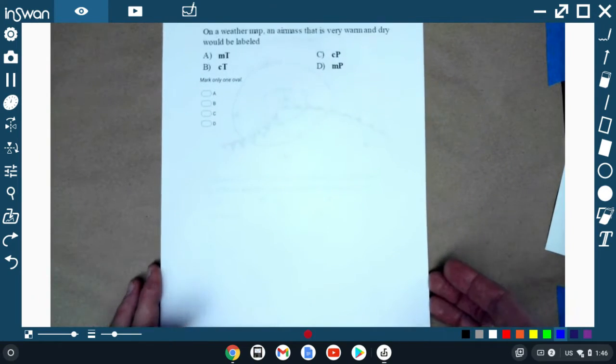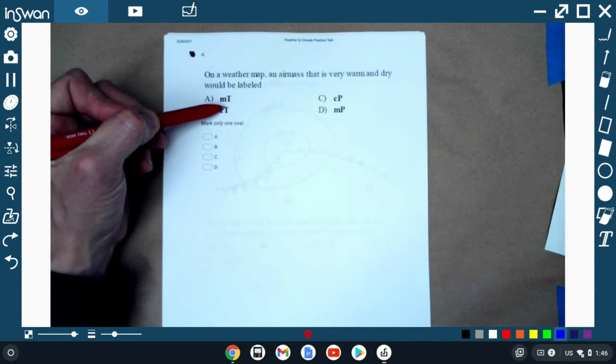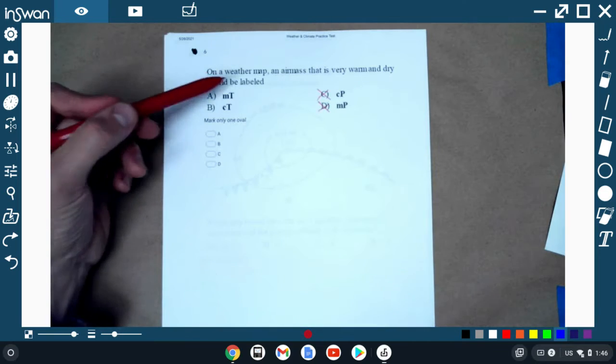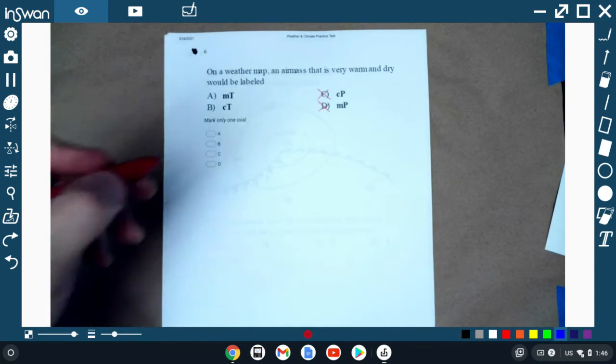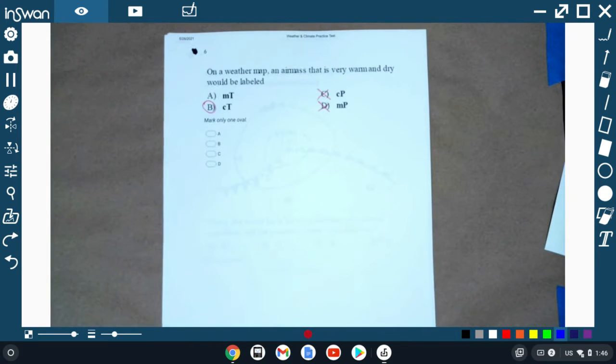Let's take question number 6. On a weather map, an air mass that is very warm and dry would be labeled... Well, warm would make it tropical, and we have two tropicals here, so that definitely takes off C and D. And dry means continental, so it forms over the continent instead of the ocean. So continental tropical would be our answer for number 6, letter B.